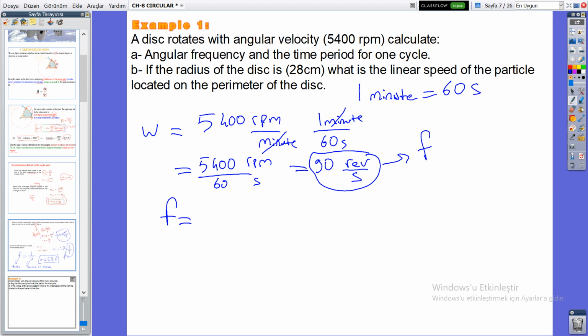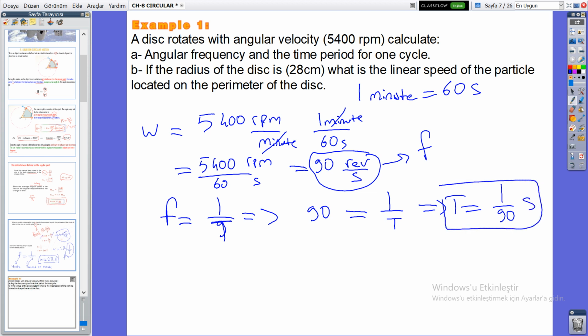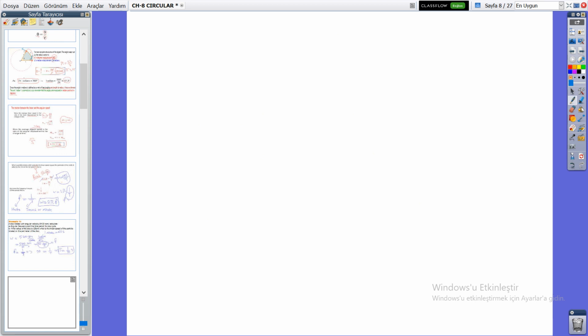The frequency equals 1 over the period. We know the frequency is 90, so 90 equals 1 over the period, and we can find the period: 1 over 90 seconds. Answer A. Answer B.